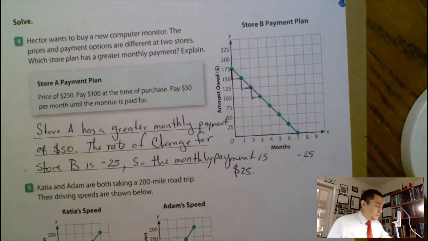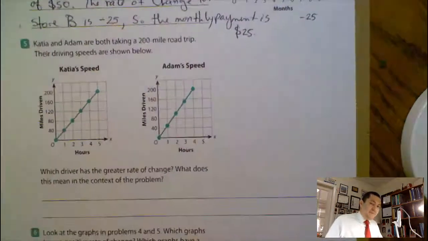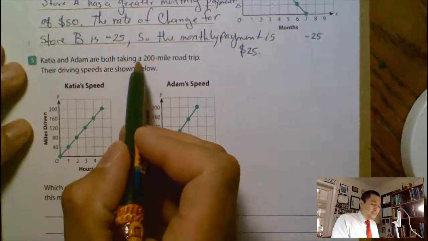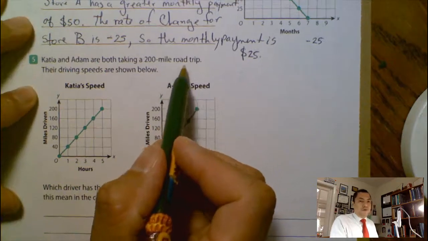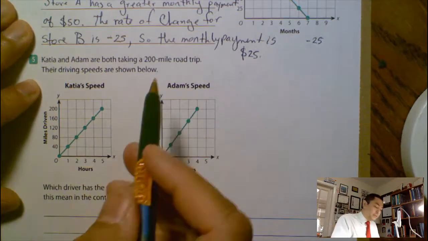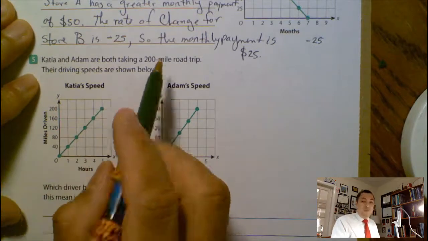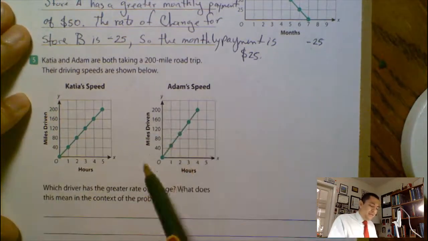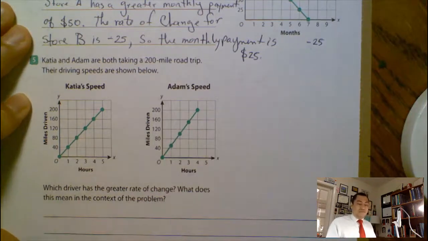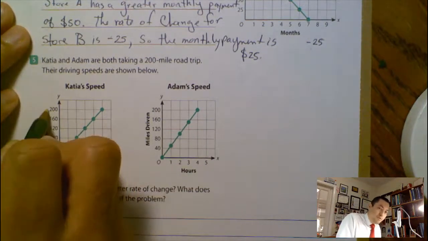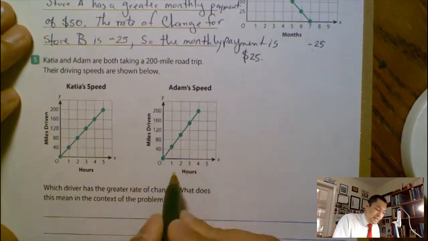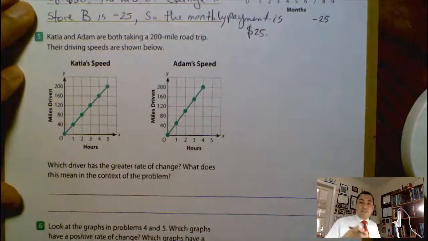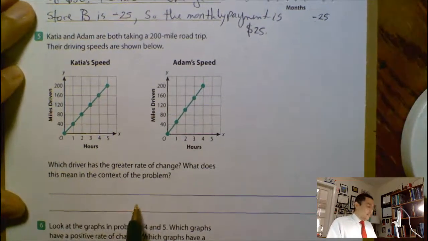Okay, next problem. So I have 5. Katia and Adam are both taking a 200-mile road trip. So they're going on a road trip and it's 200 miles. Their driving speeds are shown below. So Katia's speed, this is my graph. Adam's speed, here is the graph. So I have for 0 to 200, 0, 200, and then the hours are the same. Now let's figure out the rate of change so we can answer the questions.